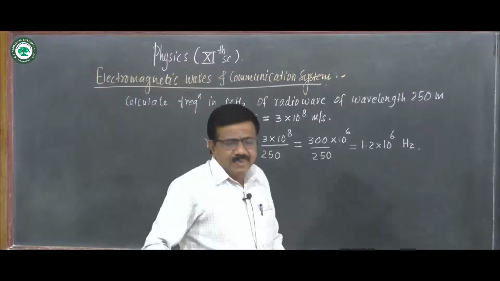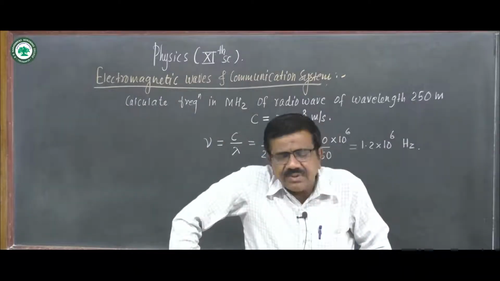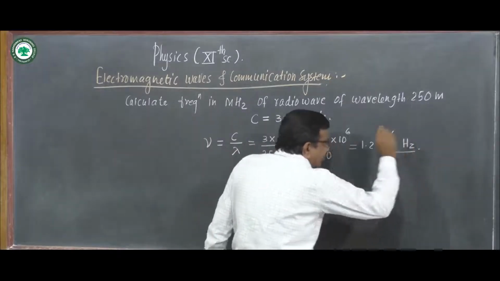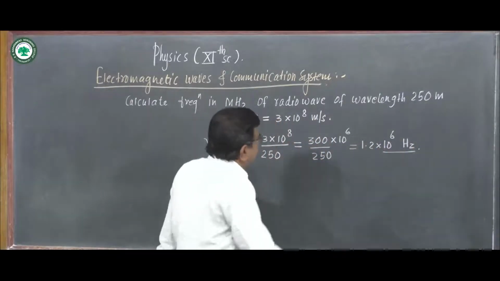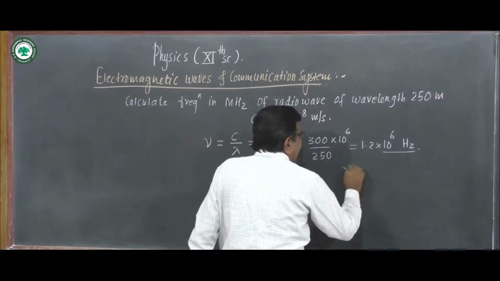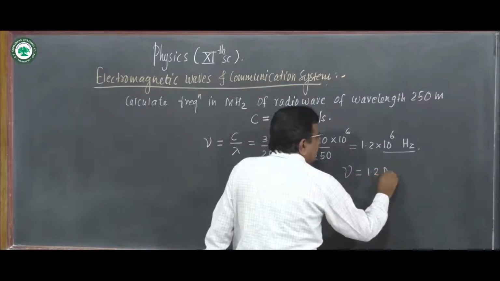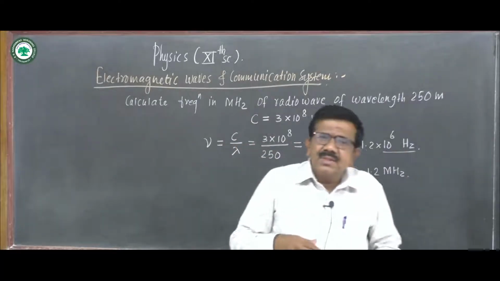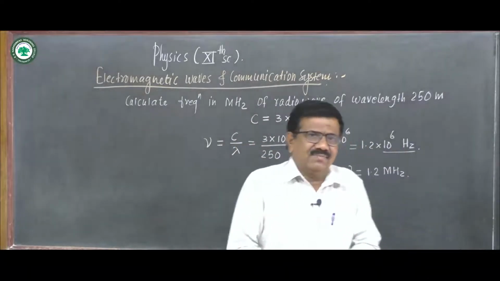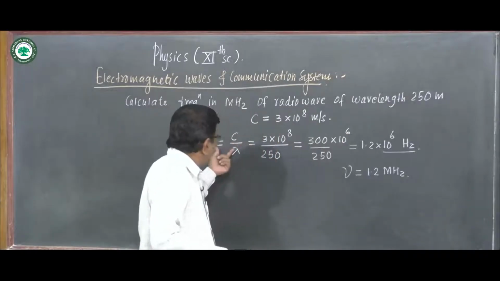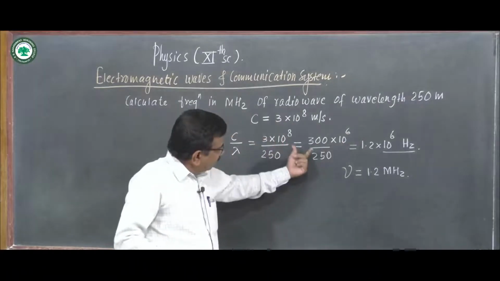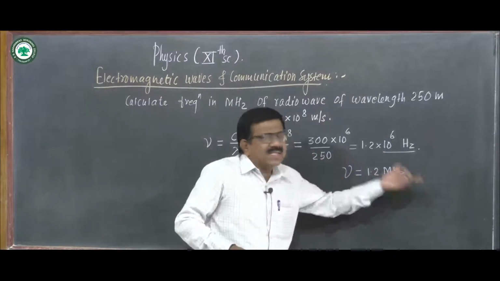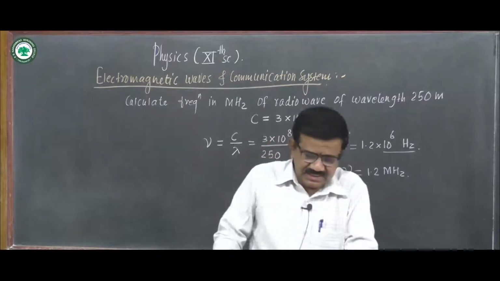But in our numerical it is given that we have to calculate the frequency in megahertz. 10 raised to 6 hertz means 1 megahertz. So our answer is frequency is 1.2 megahertz. Such numericals carry 2 marks: half mark for the correct formula, half mark for the substitution, and 1 mark for the correct answer with unit.